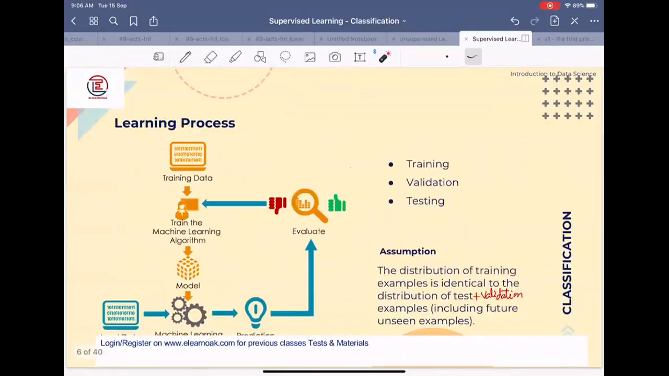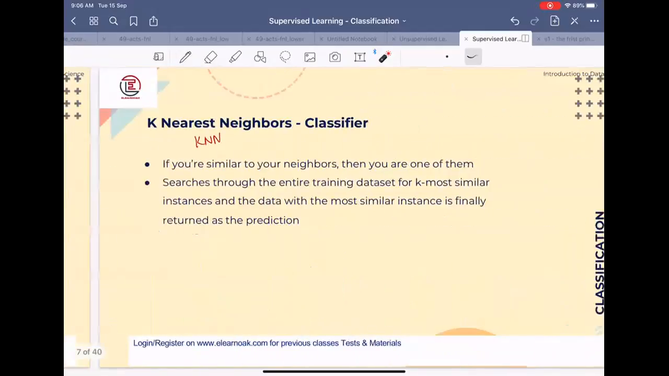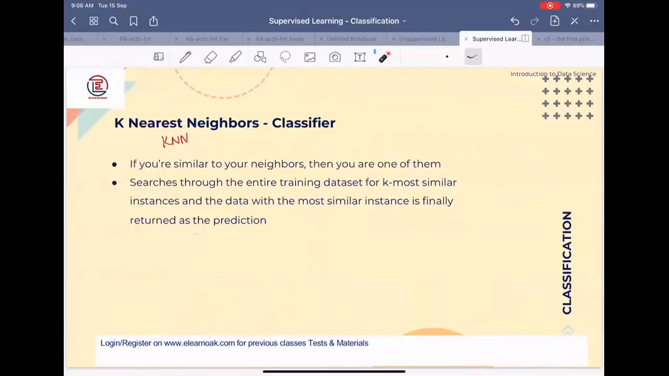We also talked a bit about the learning process. In short, I explained what the training set, validation set, and testing set are. I will talk more about it in detail in today's class. Very quickly, we had started the first classifier, k nearest neighbors, and we discussed how k nearest neighbors works. Nonetheless, I said I will be repeating it again. So today, let's take it from there.